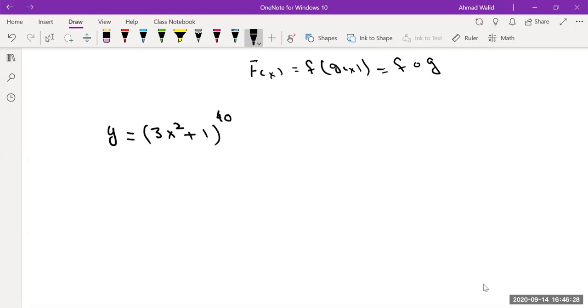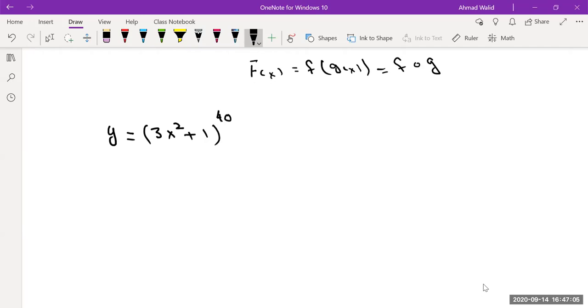If it was a power of 2, it's okay. I can use a plus b squared, and then I can use the addition rule and find the derivative. But this is a power of 40, or a power of 100. Do I know what is 3x squared plus 1 to the power of 40? It's really difficult to find that, right? It takes pages to do that. It takes a day to find that, right? Using the binomial formula or whatever you do, it's really difficult. You don't want to do that, correct?